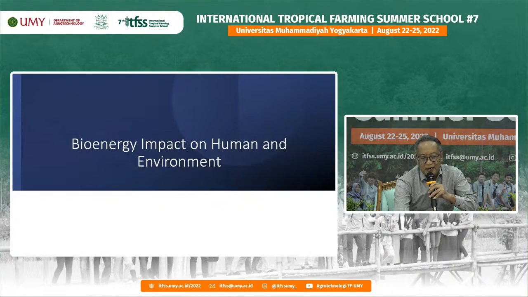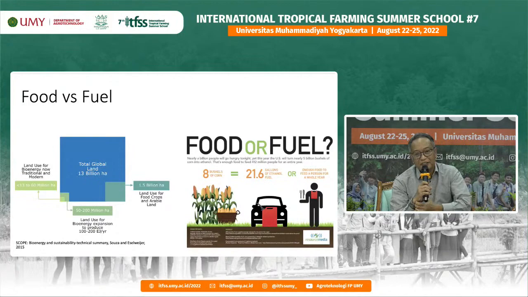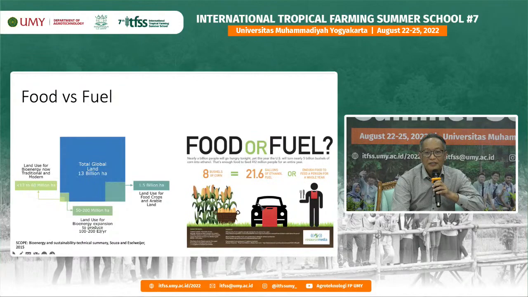Now, the bioenergy impact on humans and the environment. There is a long debate on food versus fuel. Here we have bushels of corn. It equals 21.6 gallons of ethanol as fuel, but it is also enough to feed a person for the whole year. Now, which one do we choose? Fuel or food? This is the long debate on food versus fuel. It's been many decades of debate.